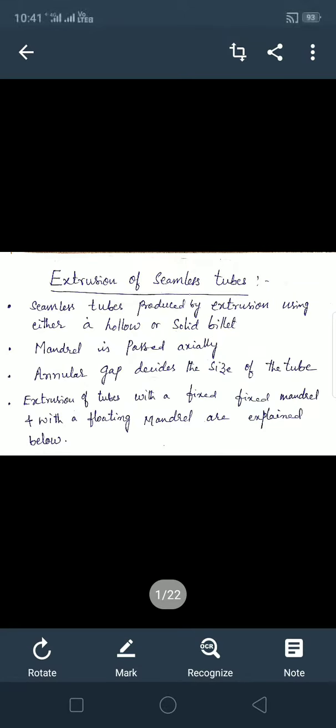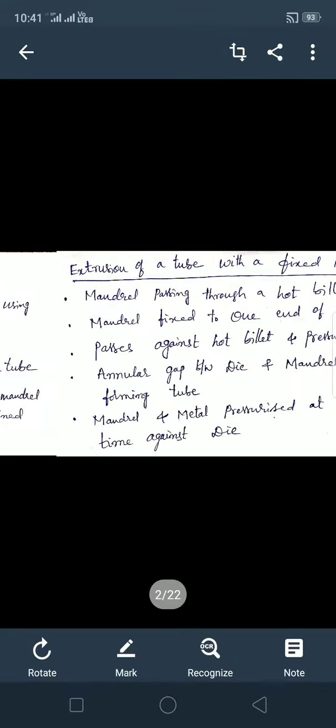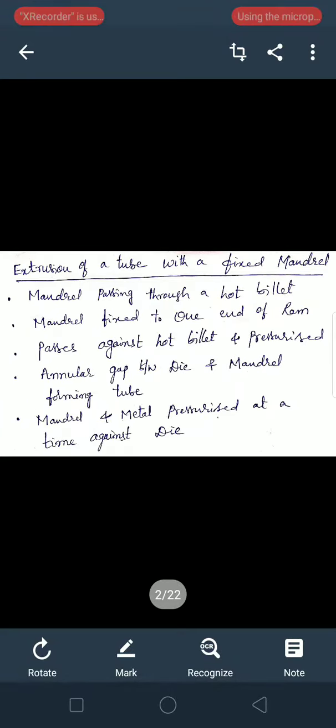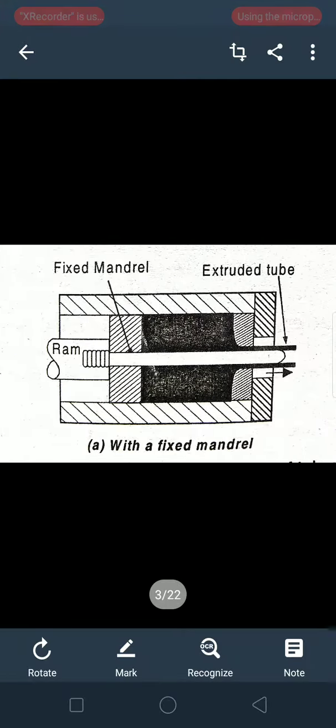Seamless pipes and tubes can be produced by extrusion using either a hollow billet or a solid billet. For this process, a mandrel is passed axially through the billet up to the die opening. The annular gap between the die and the mandrel decides the size of the tube to be extruded. The figure shows the use of a mandrel passing through the hot billet to produce the tube.